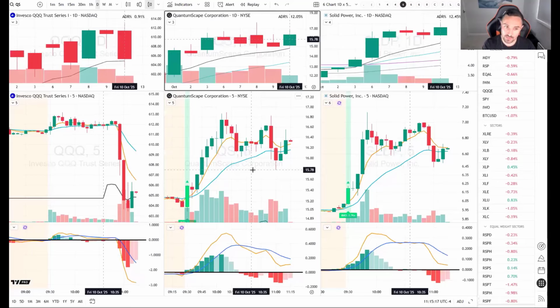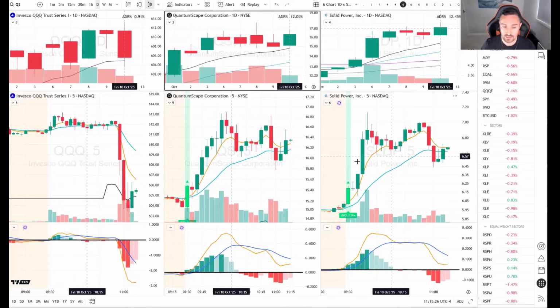So what you're trying to do, I think, to play this game at a high level is identify very quickly where the algo is going today. Where are the algos? Where's the intraday relative strength? Where's the group theme confirmation? So if you take a look at QS and SLDP, both of them are EV battery related stocks.